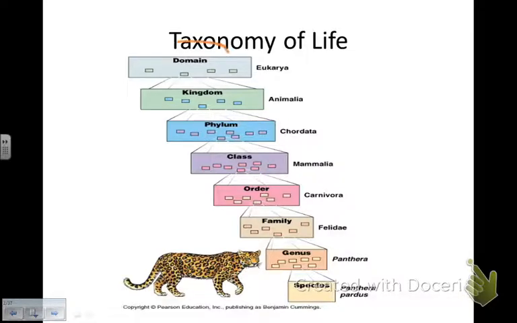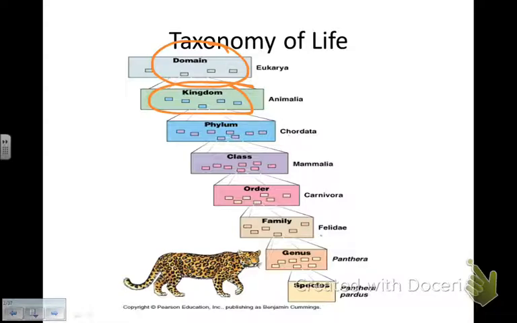So the domains, remember there's three domains: the Eukarya, which are all the eukaryotic organisms, the Archaea, which are the weird bacteria, and then the real bacteria. Then he organized them into the different kingdoms: the animalia kingdom, the plant kingdom, the protist kingdom, fungi, and then the two bacteria kingdoms, the regular bacteria, eubacteria, and the weird bacteria, archaea bacteria. And then from there, it's phylum, class, order, family, genus, species.